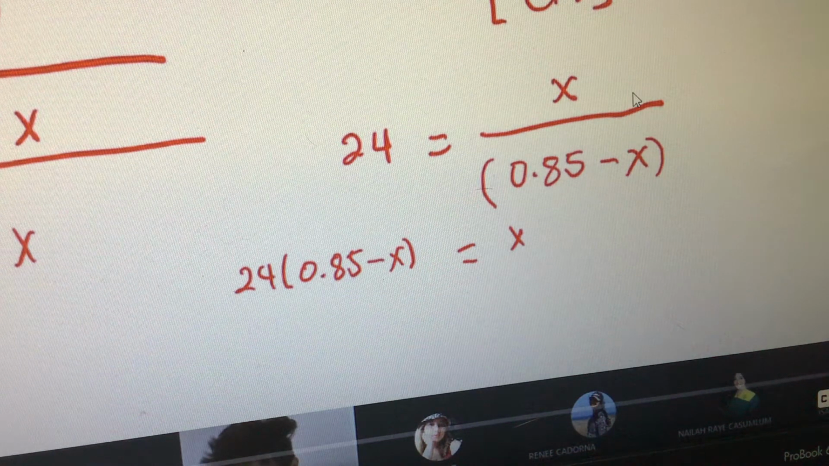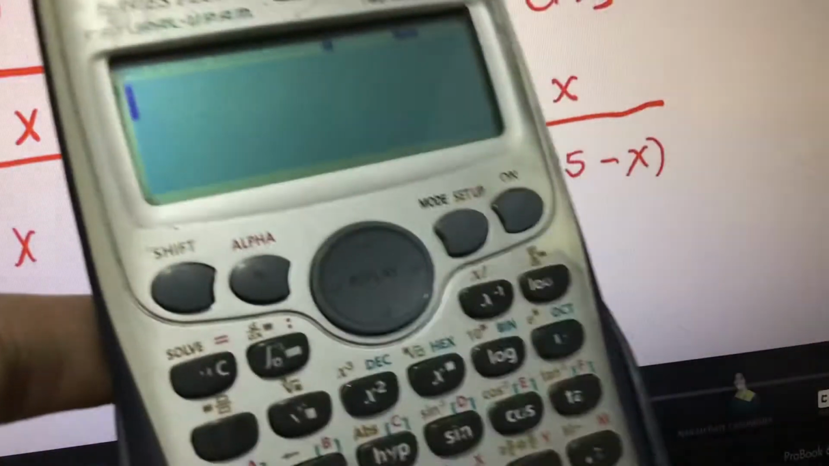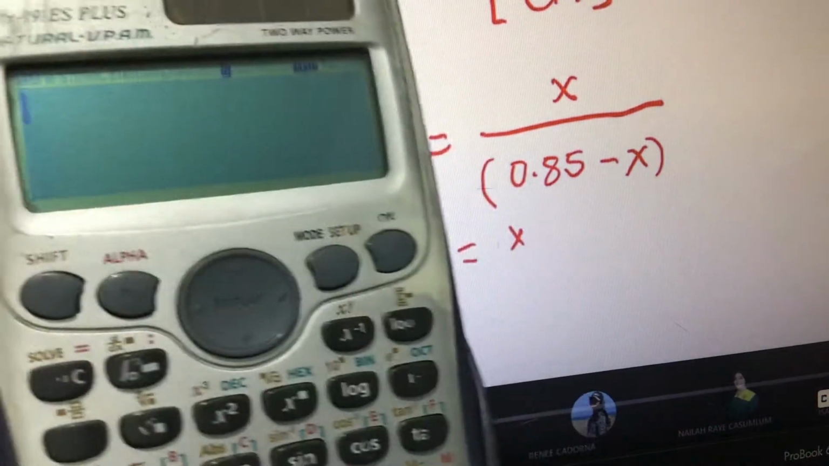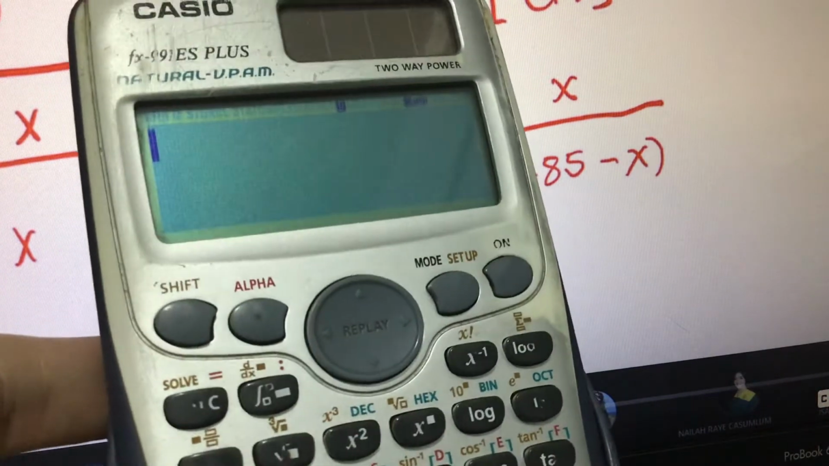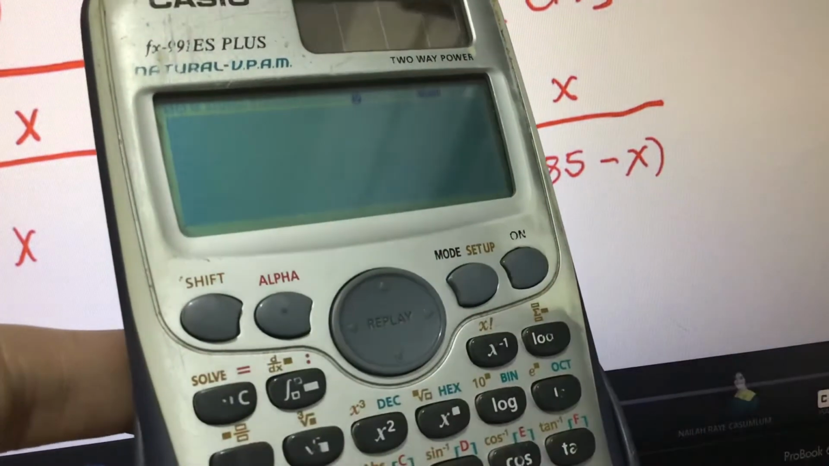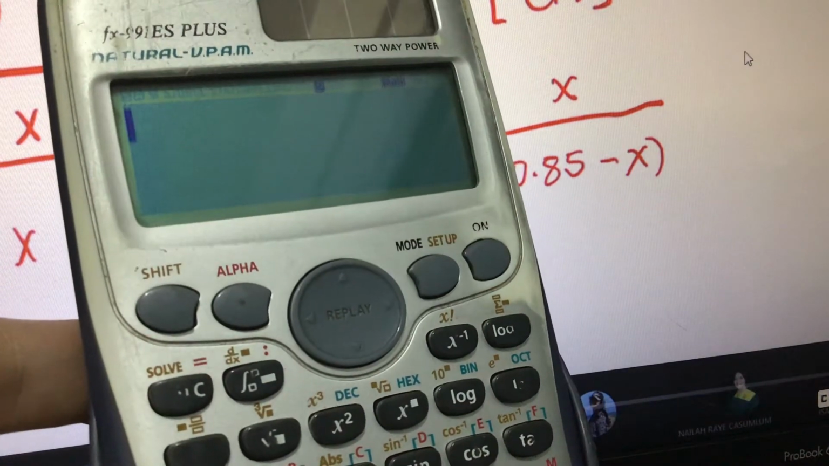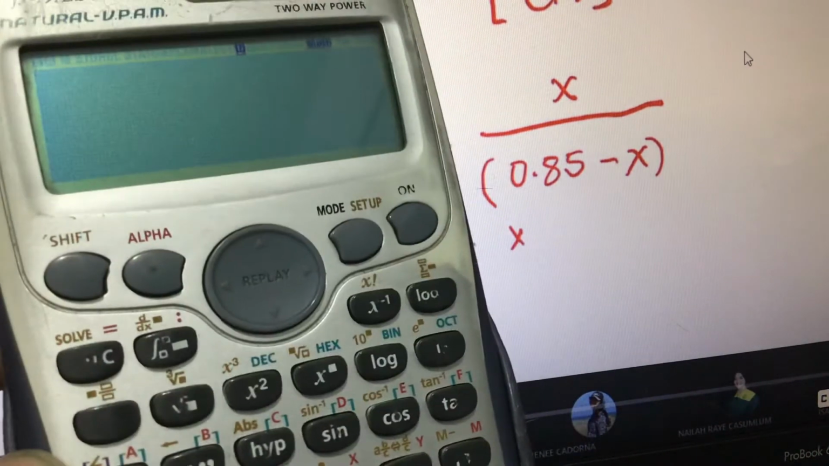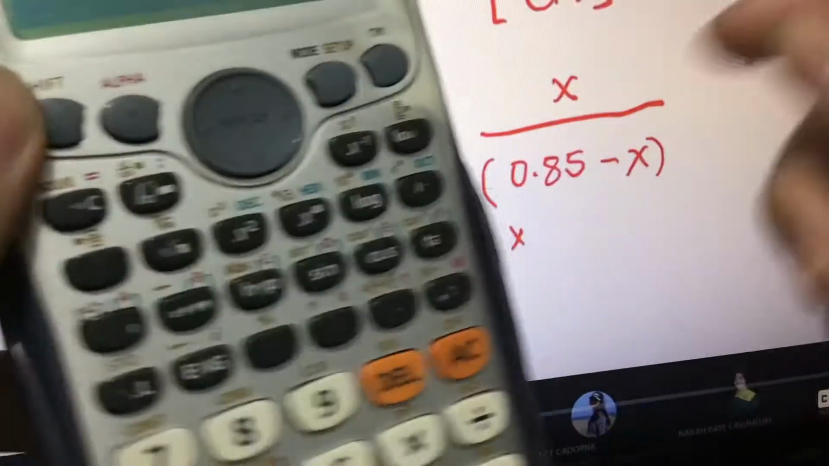Okay, so suppose we're just going to solve for the value of x with this simple equation. You can do this algebraically, but your calculator can solve this equation for you. This will work if your calculator is a 991 ES Plus, 570 ES, ClassWiz, or other calculators that have the shift solve function. If your calculator does not have the shift solve function, then you have to use algebra to solve for the value of x. But if your calculator has this shift solve function, then you're good to go.